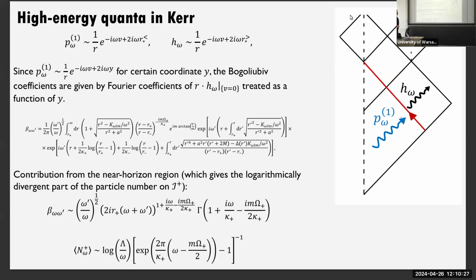when you go through some calculations, you will find that the expectation value of the particle number is given again by this logarithm of lambda over omega. But then from the energy you also subtract only half of the normal contribution, which is the angular momentum of the mode times the angular frequency of the event horizon. And here we get this factor of two, which doesn't agree with standard results, even though we checked it three, four, five times. And maybe it is not wrong.